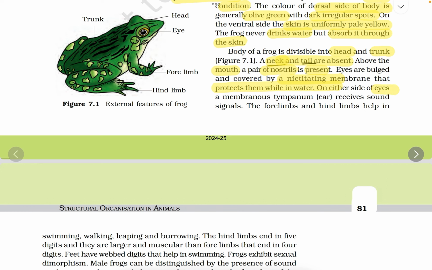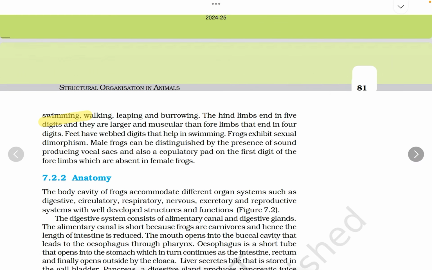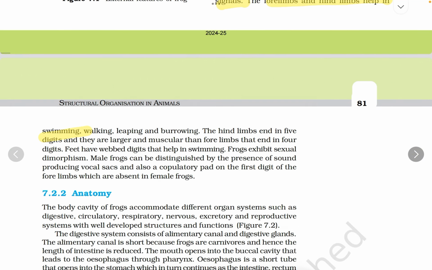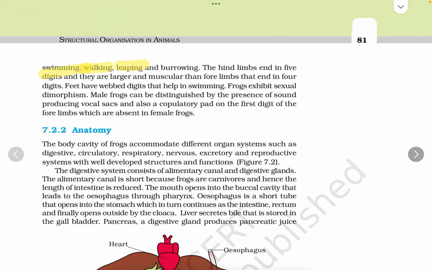On either side of the eyes, there is a membrane, the tympanum, the ear. So here you have the tympanum, which is the ear of the frog, which receives sound signals. The forelimbs and hind limbs help in swimming and walking. So the forelimbs and the hind limbs help them in swimming, walking, jumping, that is leaping, and burrowing.